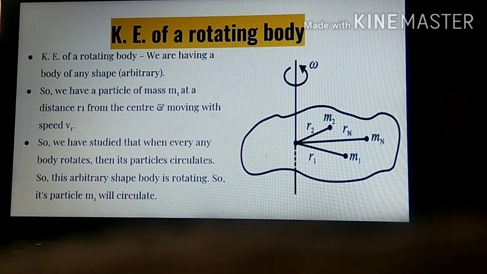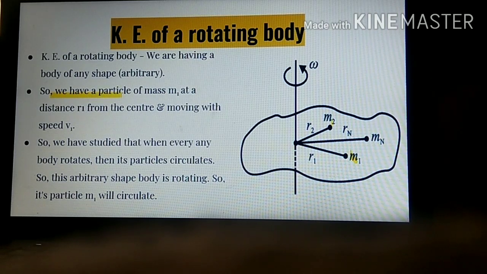We are assuming that this is an arbitrary body, of any shape. We have to find the kinetic energy of this rotating body. We have already studied that this body is made up of a number of particles. We are assuming that this body is made up of n particles. So we will find the kinetic energy of each and every particle, m1, m2, m3, m4, up to mn. Then for finding the kinetic energy of the whole body, we will add the kinetic energies of all the particles.